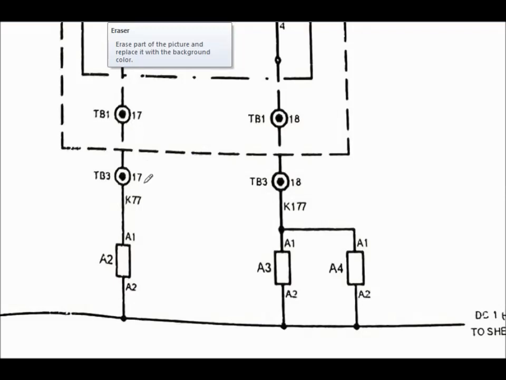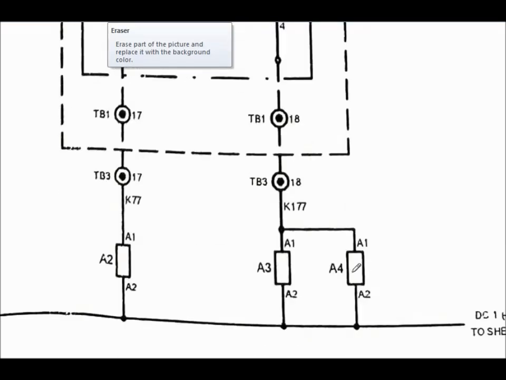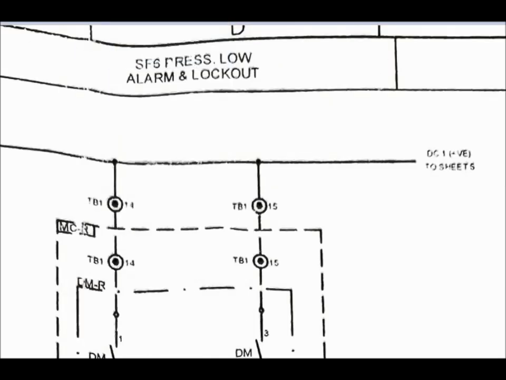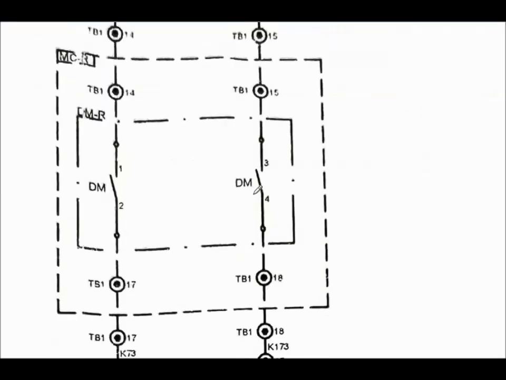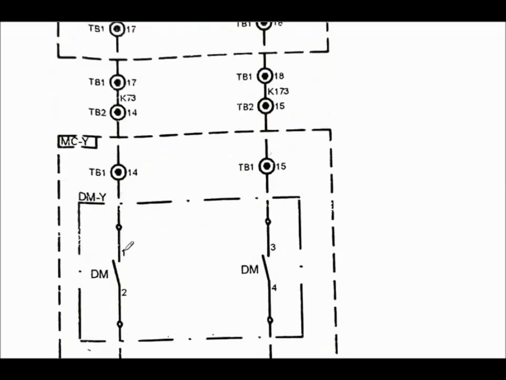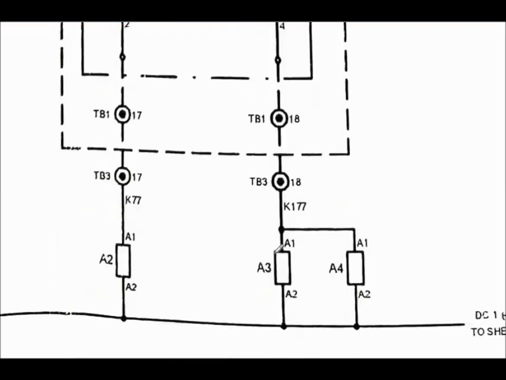So these three contacts are connected in series with the relay A2, and these three are also connected to the relay A3 and A4. If the gas pressure is under normal condition, then this density monitor contact should be in NC position. This should be in NC position. And this contact for blue phase should be in NC position.